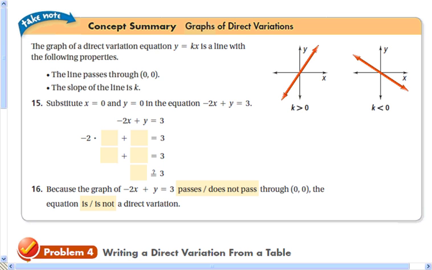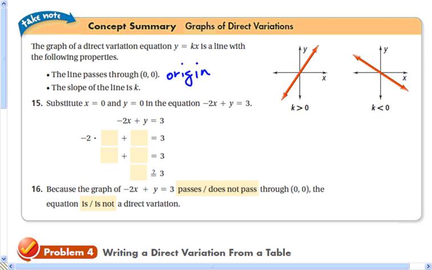All right, the graph of the direct variation y = kx is a line with the following properties. The line must pass through the point (0, 0), which is called the origin. And the slope of the line is a constant. So basically it's a linear relationship that passes through the origin.